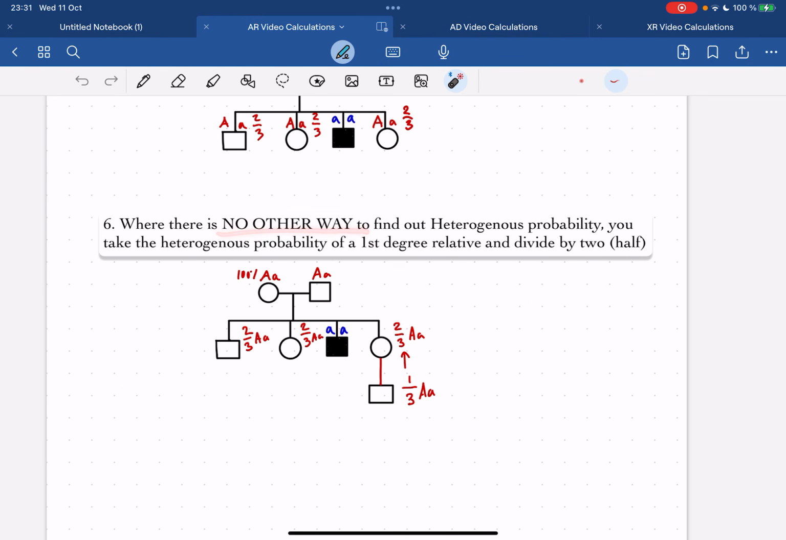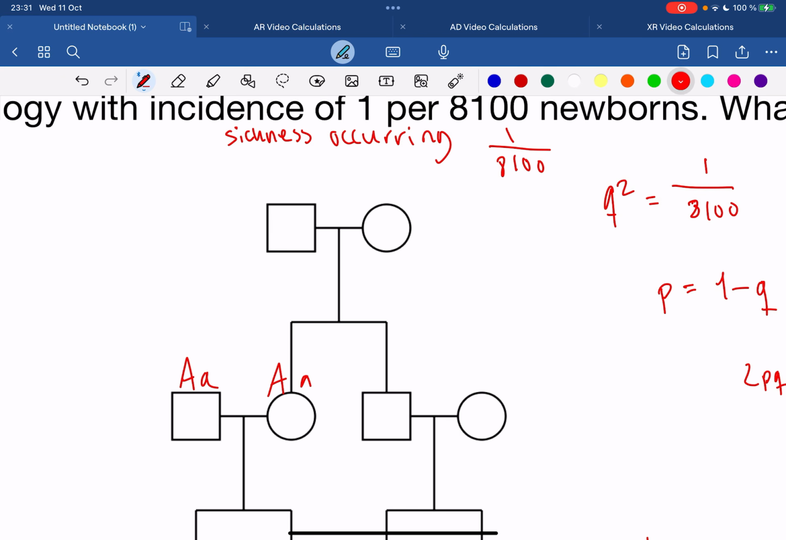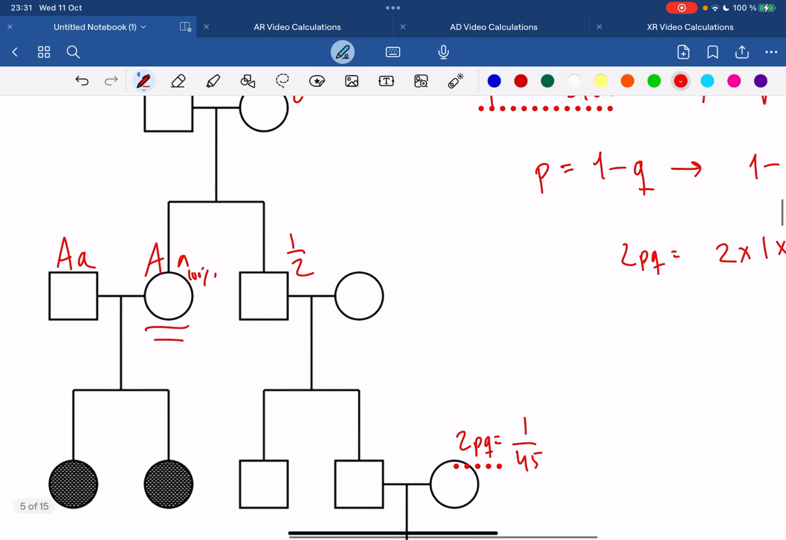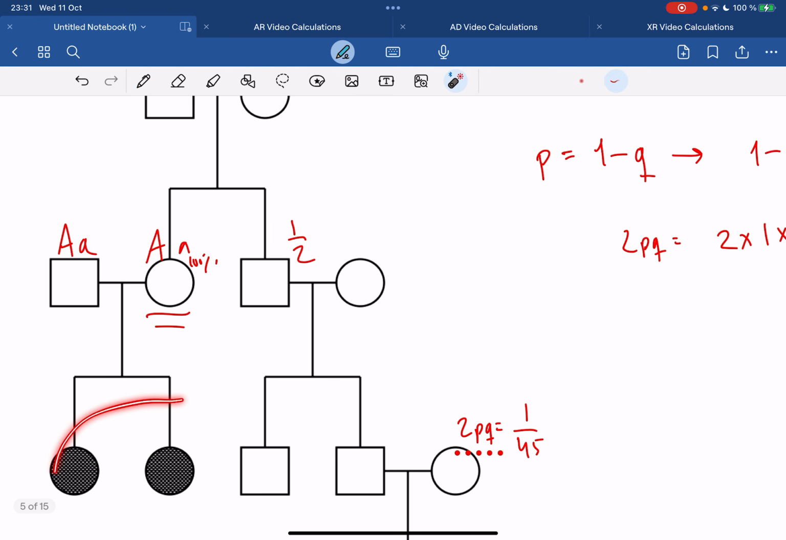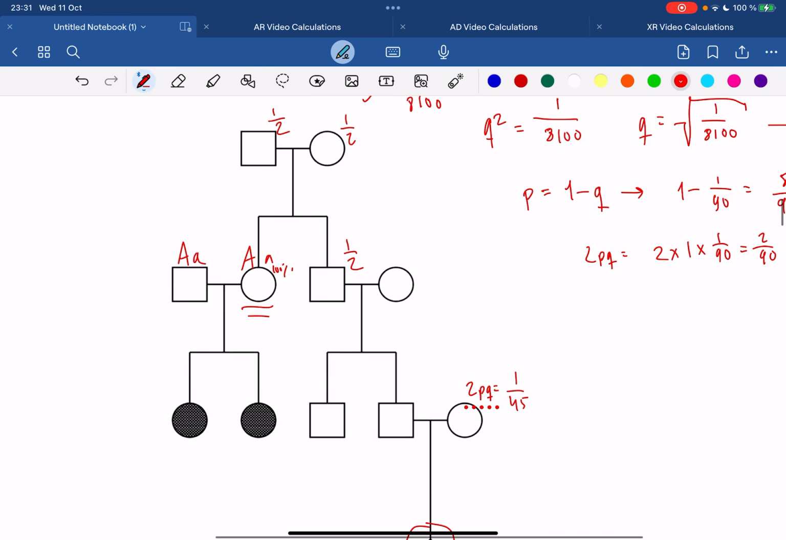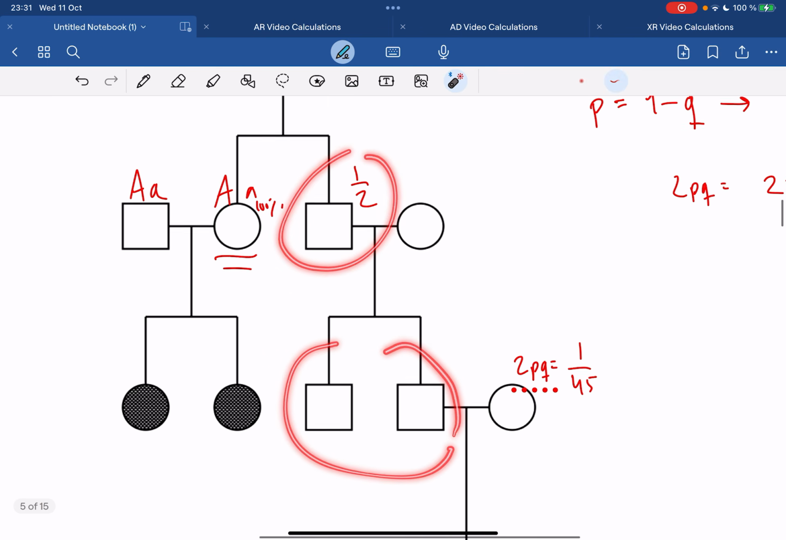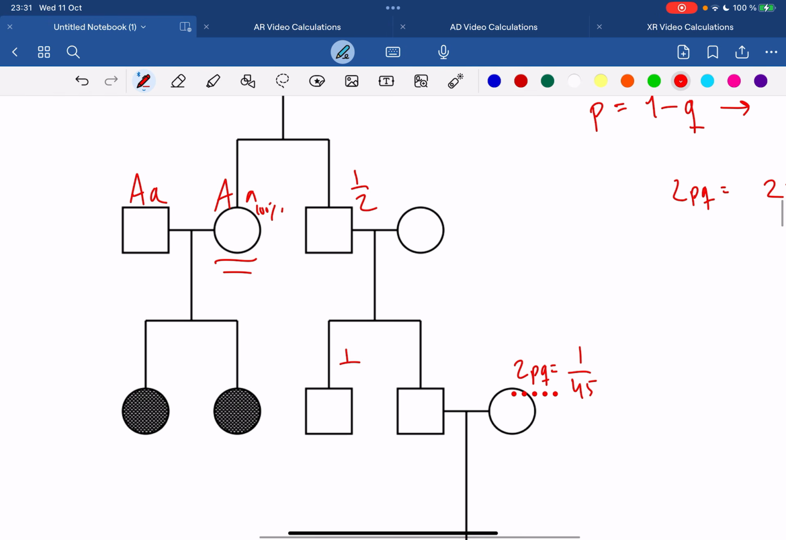Because we have no way to find out heterozygous probability, we take the heterozygous probability of a first degree relative and divide it by 2. So every first degree relative of this person would be 50% of what this person has. And if this person has 100, then this person will be 50, or 1 out of 2. And then this person would be 1 out of 2. Siblings would be 1 out of 2 as well. Also children, but we know that these children are affected, so it's not that important here. Now we do the same for this father and his sons. So half of 1/2 is 1/4.